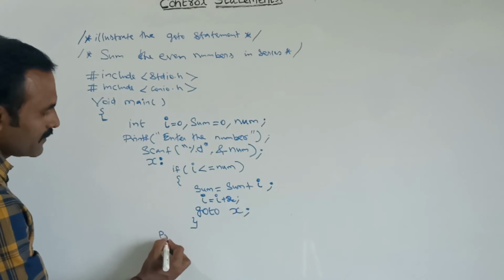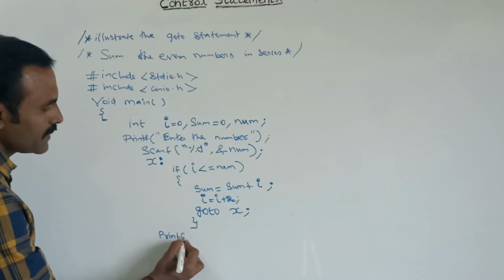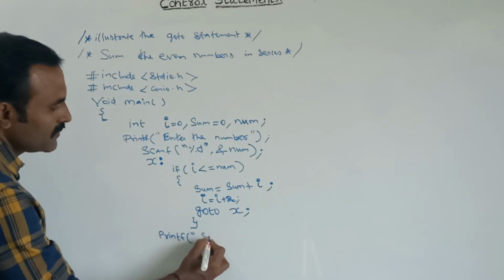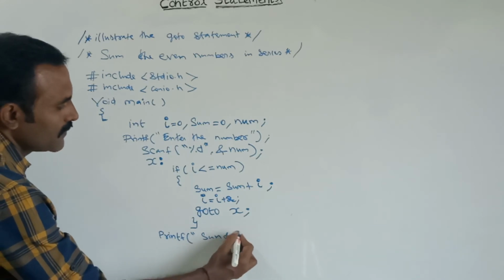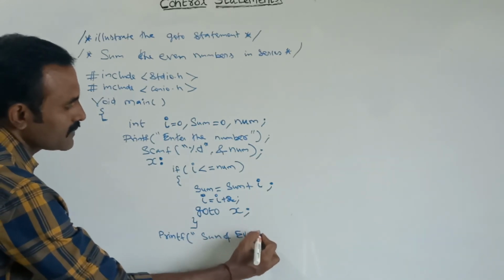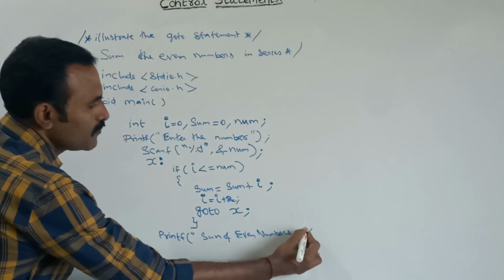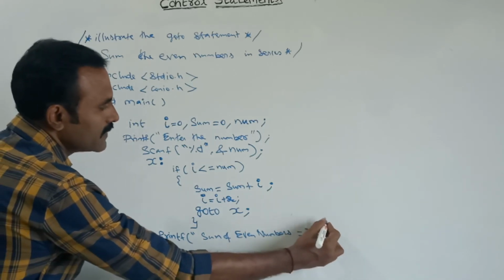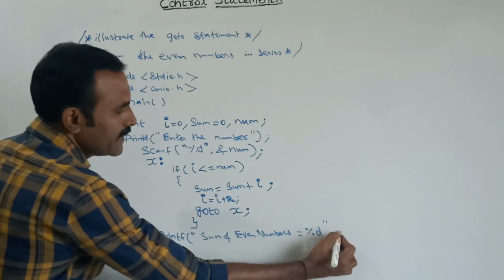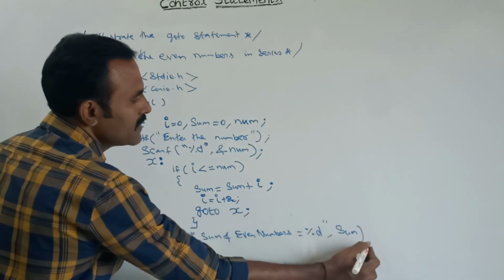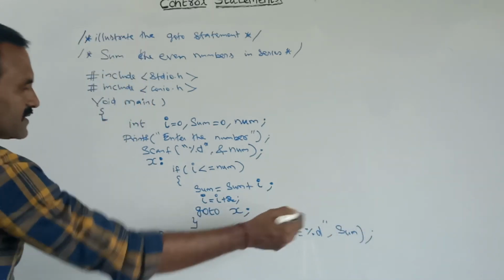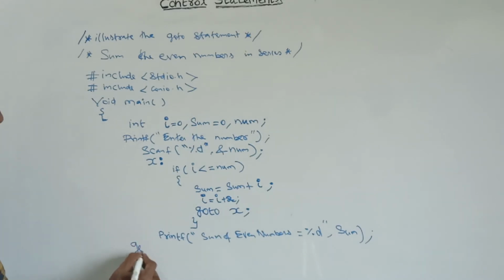After that, here I am printing the result, that is printf. Here sum of even numbers is equal to percentage of d, comma, next here the sum. The value inside the sum will print here. After getch, here I am closing the main.